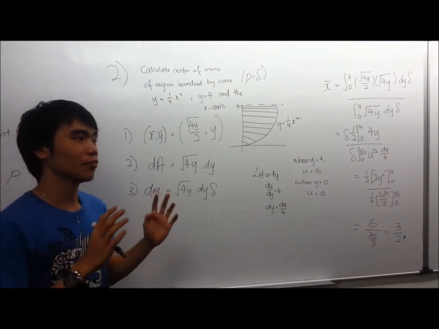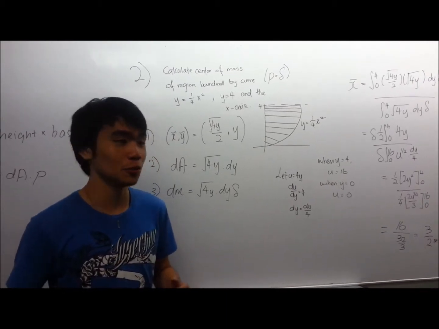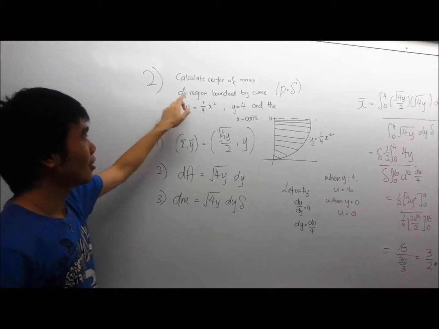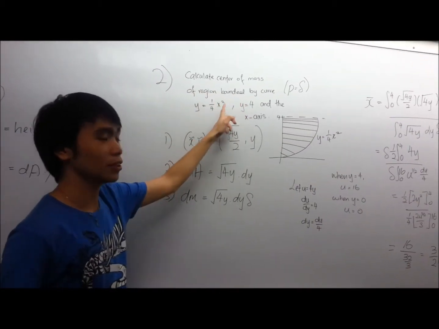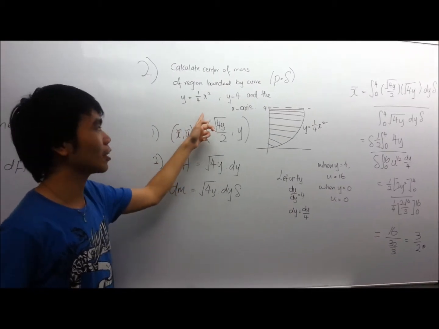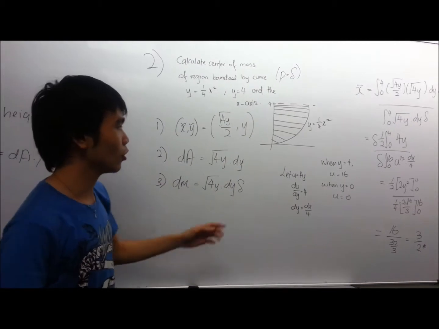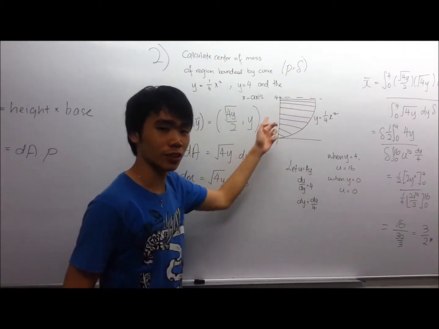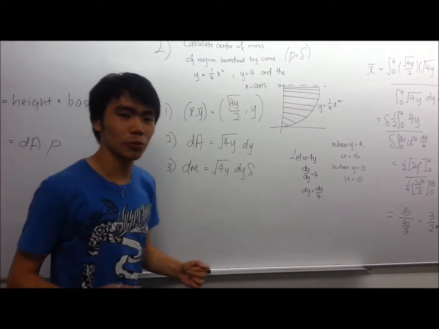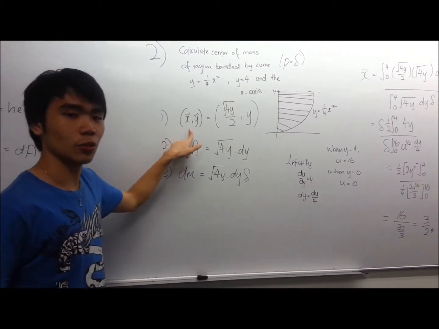Alright, so now enough about question 1. That's a simpler question, I would assume. Now we go to the second question. Determine the center of mass of the region bounded by the curve y equals 1 over 4 x squared, y equals 4, and the x-axis. Over here, I sketched the graph of how it looks. Then we proceed with the three most important steps, finding x curl and y curl.